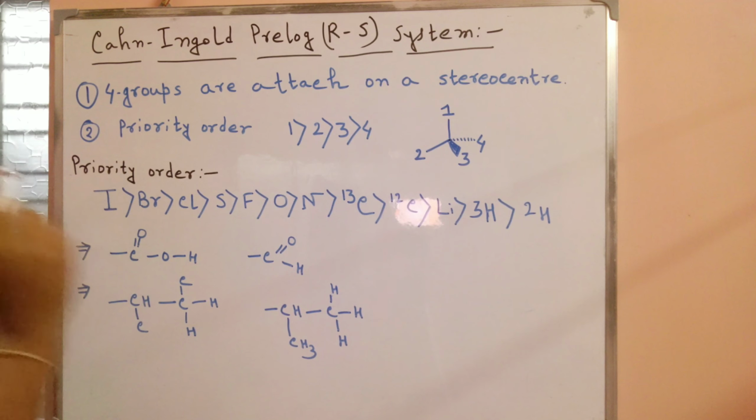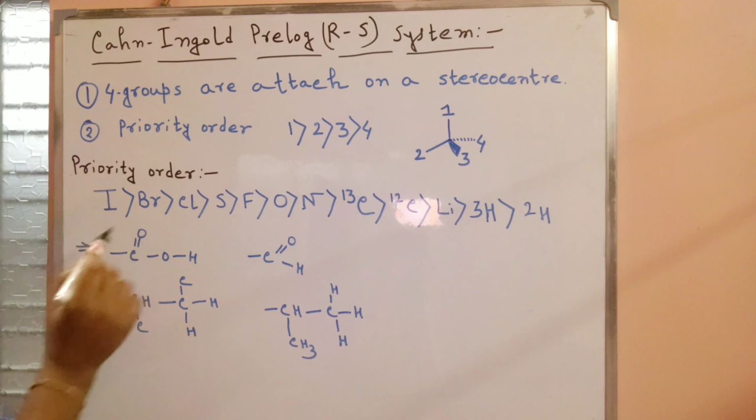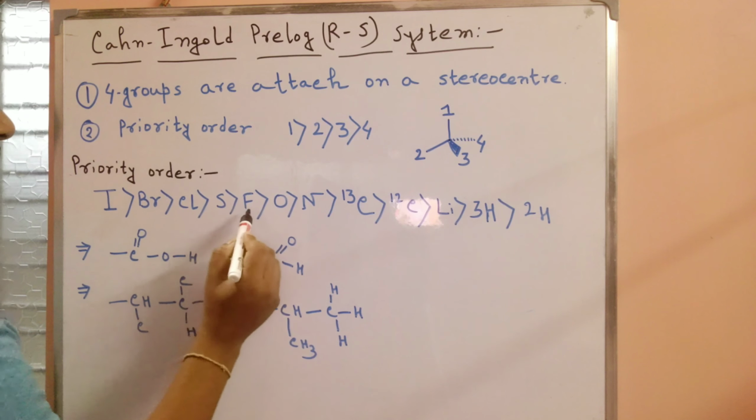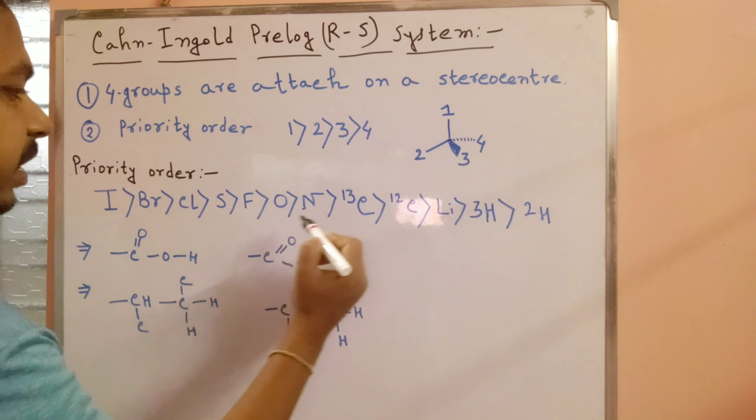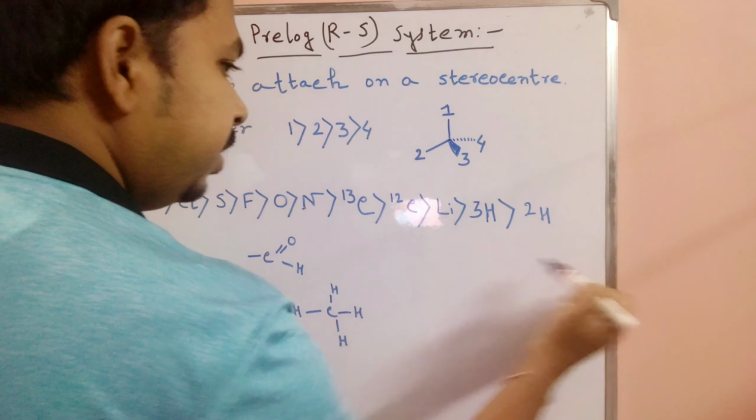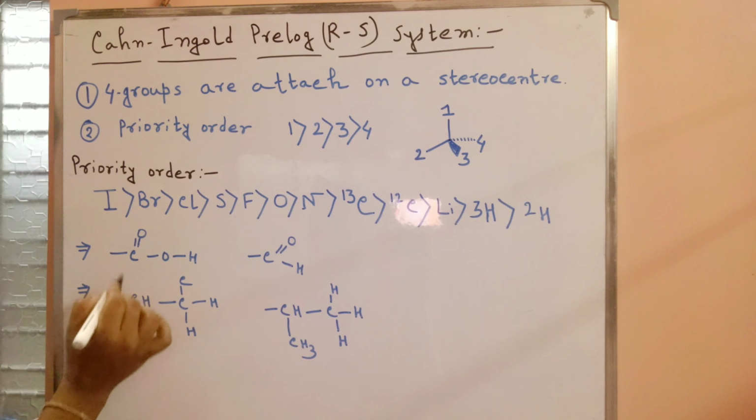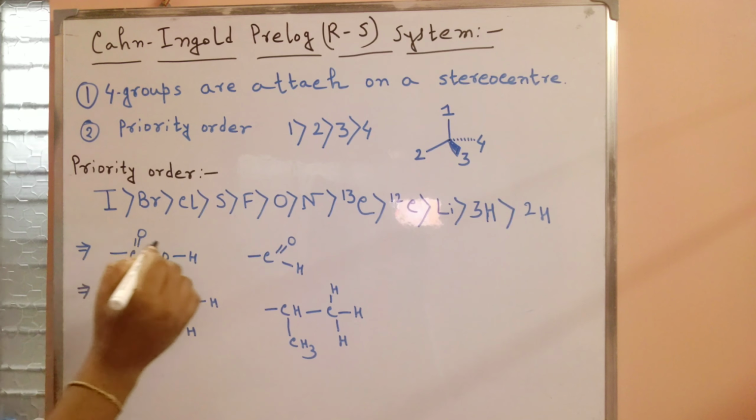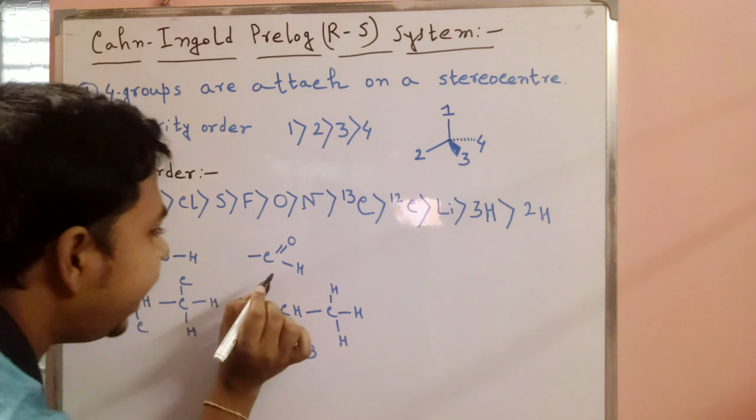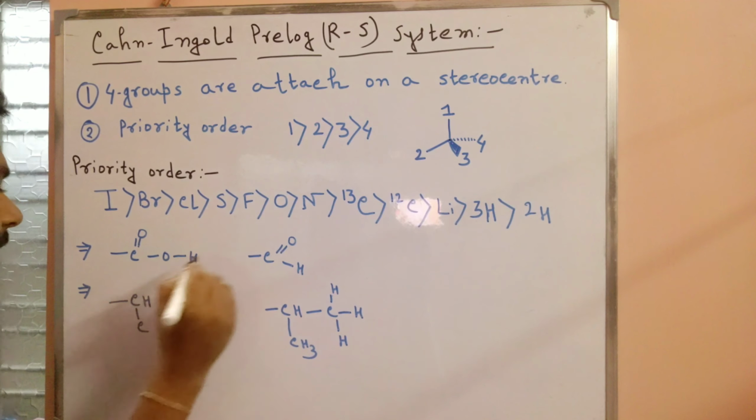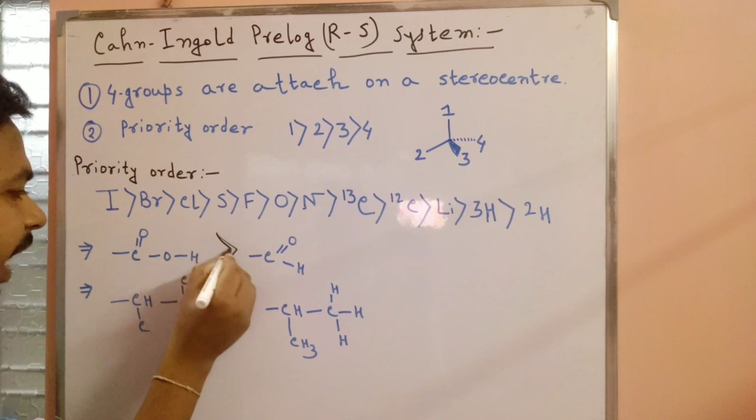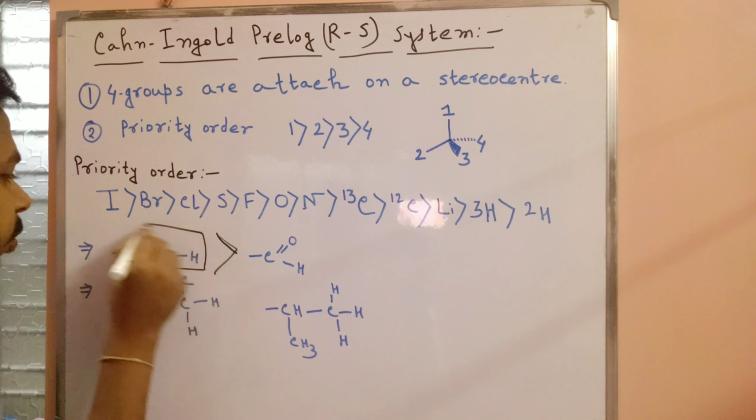The priority order is at first iodine, then bromine, then chlorine, then sulfur, then fluorine, then oxygen, then nitrogen, then 13C, 12C, lithium, and so on. Then an important fact: when a carbonyl group is attached to one oxygen atom and one hydrogen atom, the priority is always high on this group.